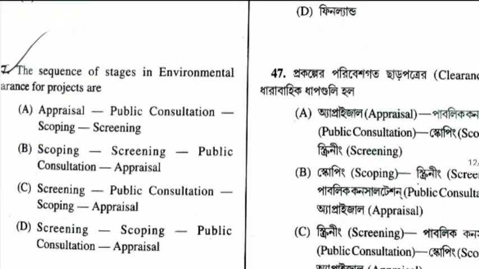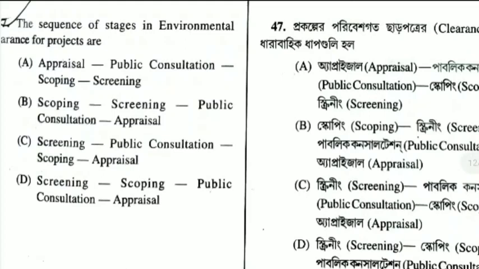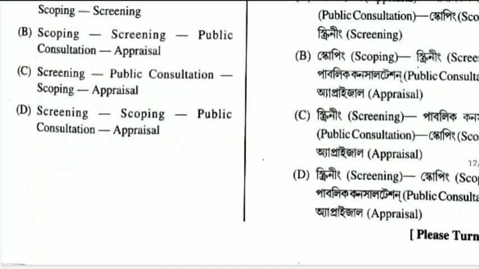Coming to question number 47, the sequence of stages in environmental projects are what? So here, what is the sequence for environmental clearance of projects? Which is the first stage, which is the next stage? So here I will wait for certain seconds, then I will reveal the correct answer. So here the correct option will be option number D. Yes, first is the screening stage, then comes scoping, then public consultation, then appraisal, that is project appraisal. So these are the 4 sequential stages for the environmental clearance for projects. Let's move to the next question.